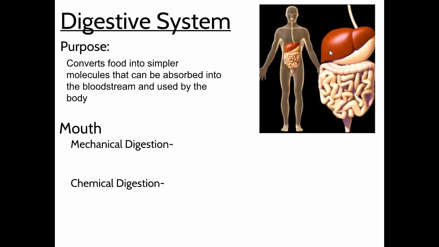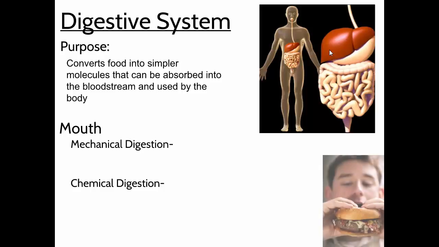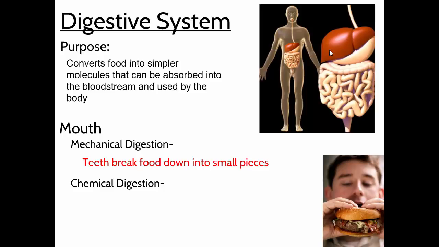All right, let's talk about the digestive system. So the digestive system itself takes food and breaks it into smaller components. It takes large molecules and chemically breaks them up into simpler molecules.